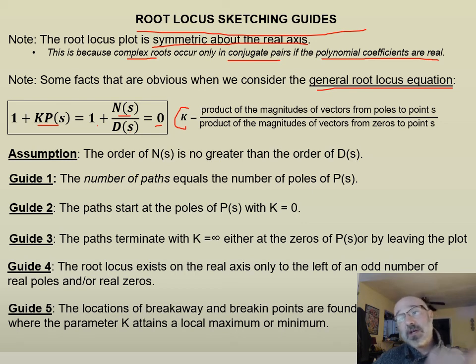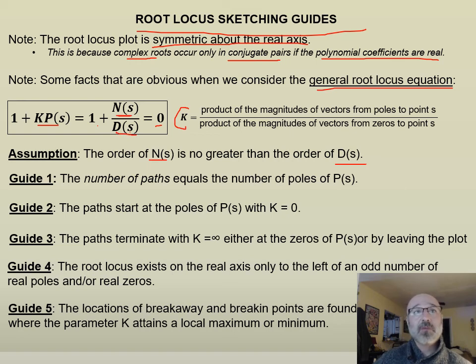So with this, here are the guidelines as a summary, as compared to the detailed description from your textbook. We have the assumption at the beginning that the order of N(s) is no greater than the order of D(s), so N(s) is our numerator and D(s) is our denominator. Then we'll go through each of these guides.